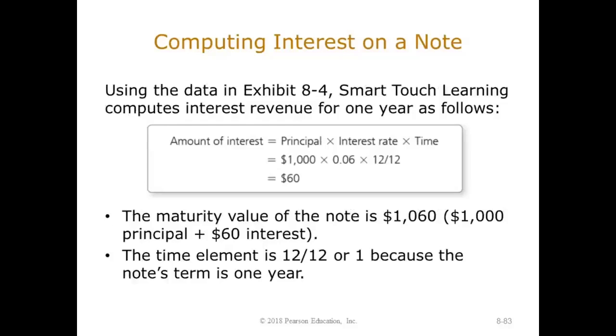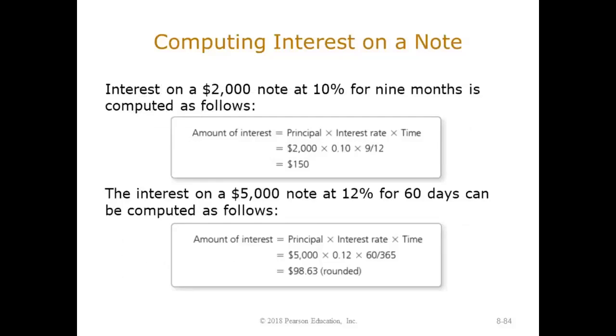Now, the maturity value of the note as of the maturity date is going to be $1,060, which is my $1,000 principal, plus my $60 interest. And again, the time element here is 12 months divided by 12 because the note is 1 year. Now, what happens if the note is for a fraction of a year? Well, again, no problem here.